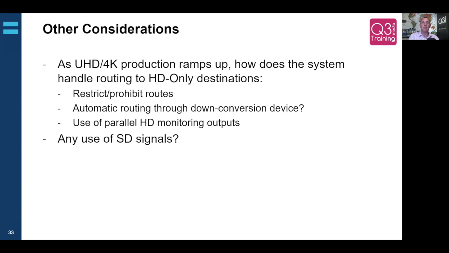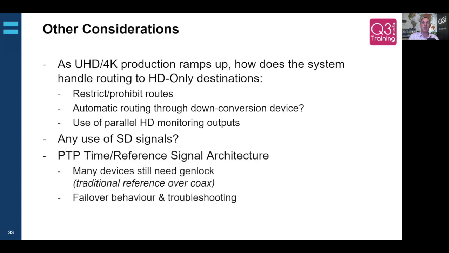SD, that could complicate things. Again, a similar question about some devices not supporting HD, devices not supporting UHD. I've seen some new UHD monitors from Sony that don't support SD, for example, which again catches you out. It's probably not an IP problem, but it's something to be thinking about.